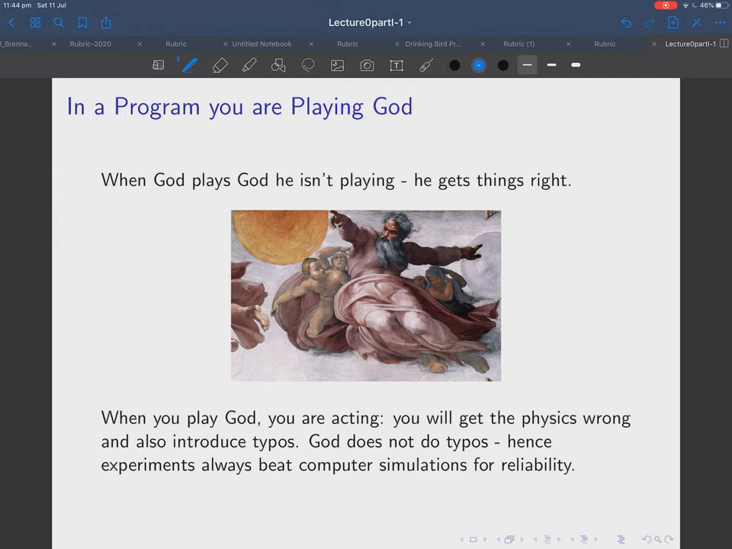I'll tell you what to do, but this gets back to the idea of what a computer can do. In nature, where nature figures out what to do, nature or God or whatever you want to call it always gets things right. That's by definition. If you're human and you're doing this kind of thing, you're pretending you're God, but you're going to be introducing typos. And God doesn't do typos. Nature doesn't do typos. So that's why experiments always beat computer simulations in terms of reliability. If you're designing an aircraft by computer, you wouldn't get into it. You'd first have to do a test, make sure it actually flies before you start getting into it. Okay. So what do we do?